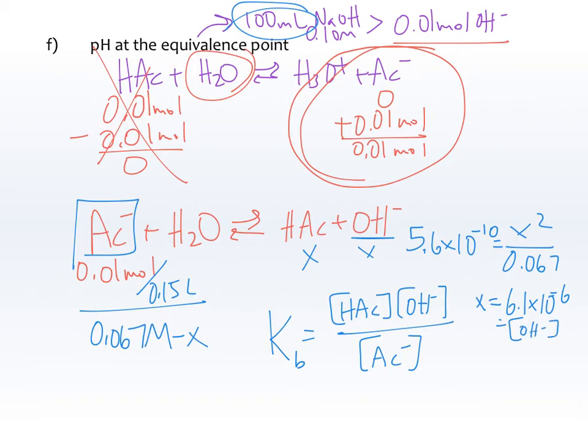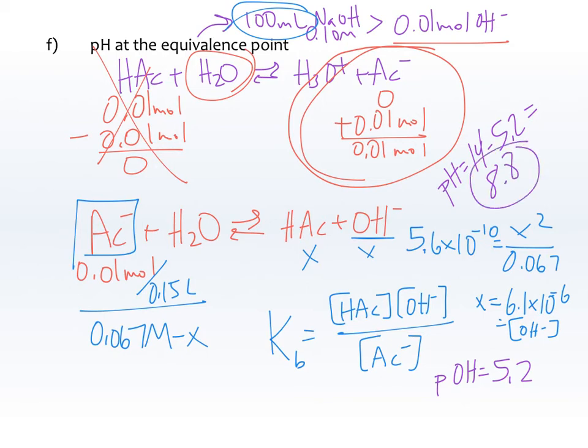So when I take the negative log of that and I get 5.2, that is my pOH, not my pH. So pH is 14 minus that 5.2, which is 8.8. There's my pH at my equivalence point.